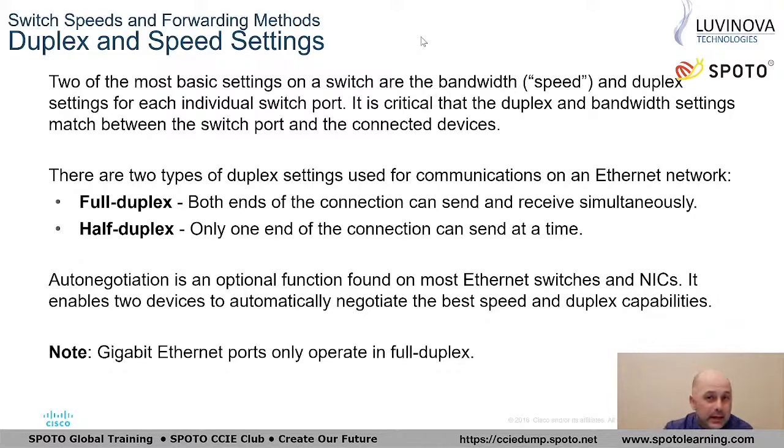That's why networks have auto negotiation. It is an optional function found in most Ethernet switches and NICs. NIC is a network interface card. It enables two devices to automatically negotiate the best speed and duplex capabilities. Okay.